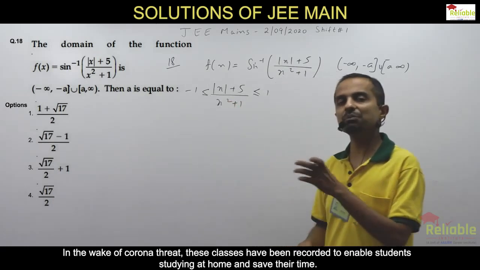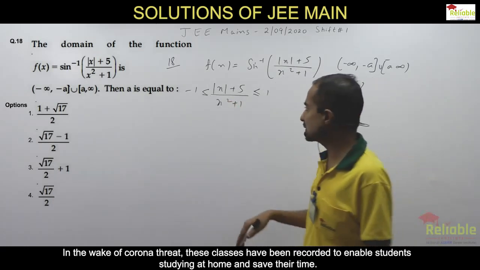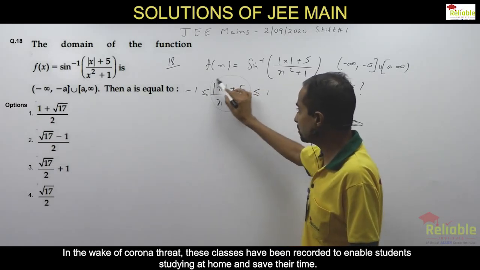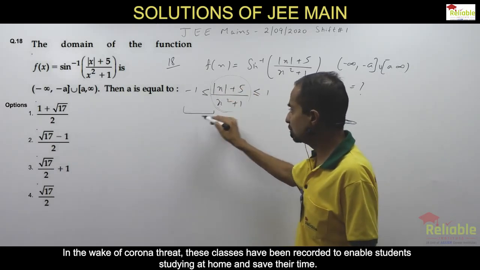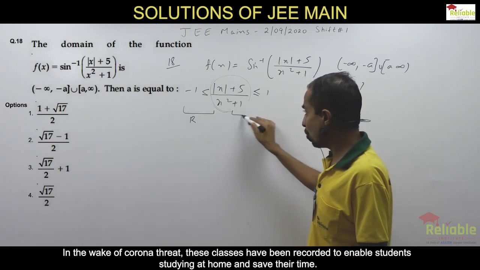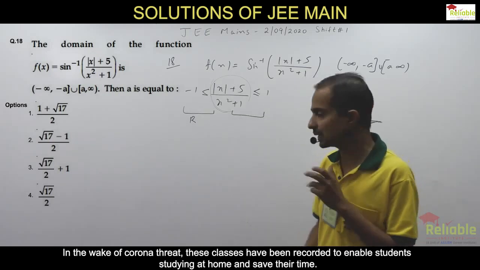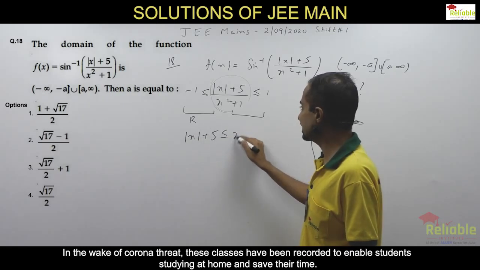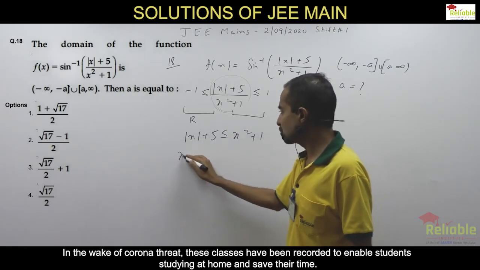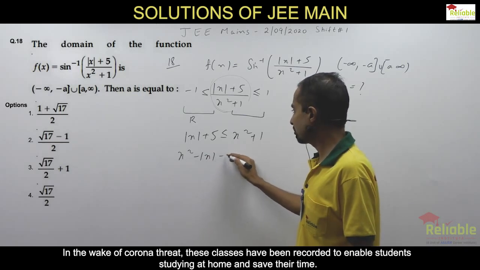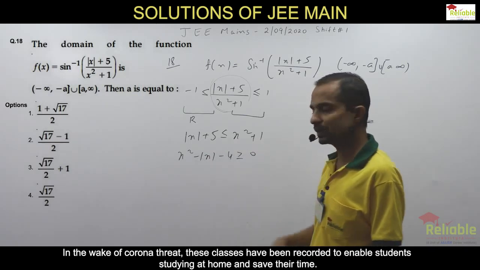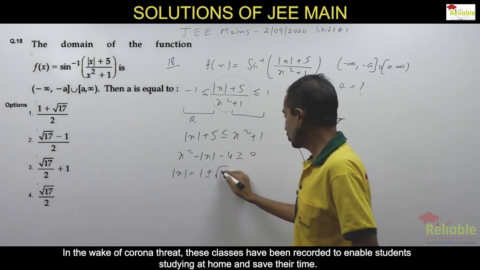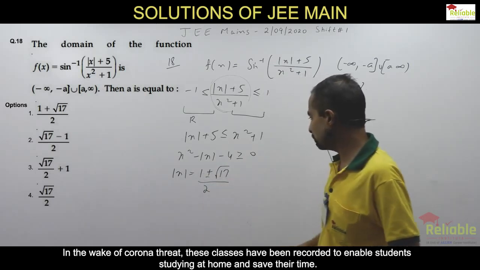Now we can cross multiply the denominator because it is a positive quantity, right? So the solution of this is R. All you need to do is work on this solution. Now what is this one? Mod of x plus 5 is less than x square plus 1. So x square minus mod x minus 4 is greater than or equal to 0. So mod x is equal to (1 plus minus root 17) by 2.